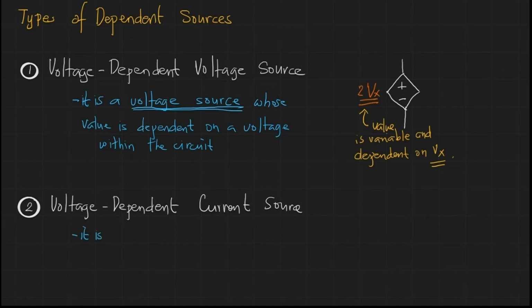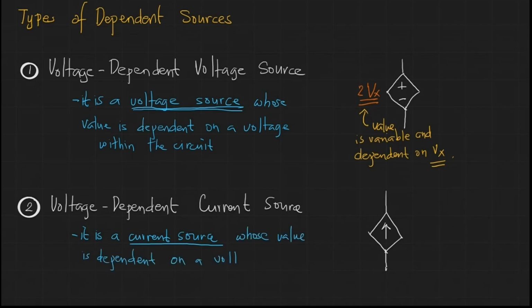Similarly, we can also have what we call the voltage-dependent current source. In this particular case, it is of course a current source. So since current source siya, diamond ulit ang gagamitin na symbol kaya dependent siya, and we have an arrow. The arrow signifies the direction of the current. Ang dependence nito is in the voltage in a part of our circuit. So within the circuit siya.